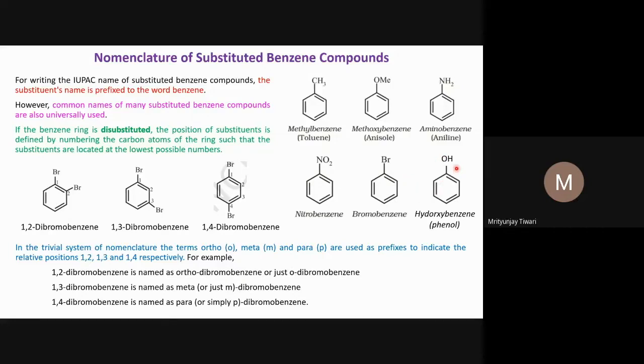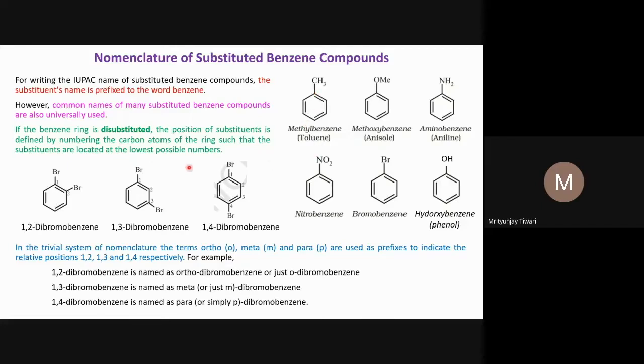And this is hydroxybenzene, because this is a hydroxy group. We know hydroxy is the alcohol functional group, and if it is considered as a prefix in naming, it is hydroxy and then benzene. This hydroxybenzene has a common name, phenol. So these are the common names of these compounds you should know. This is phenol, this is aniline, this is anisole, this is toluene.